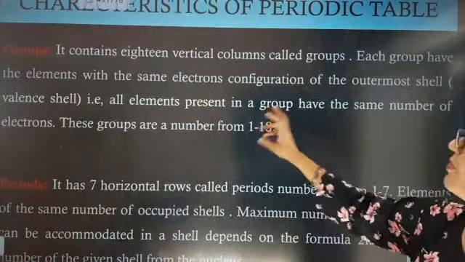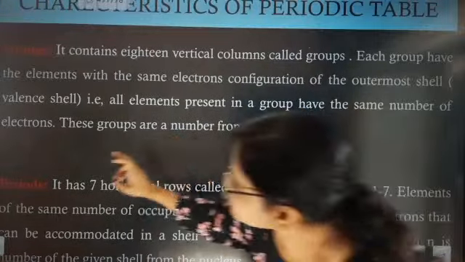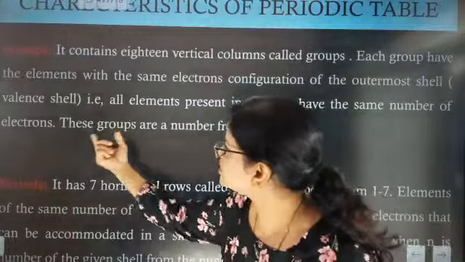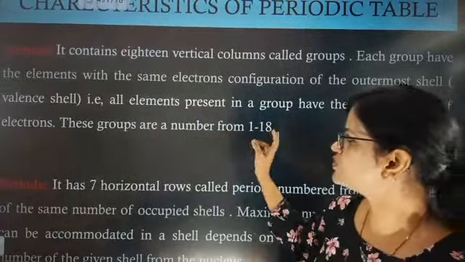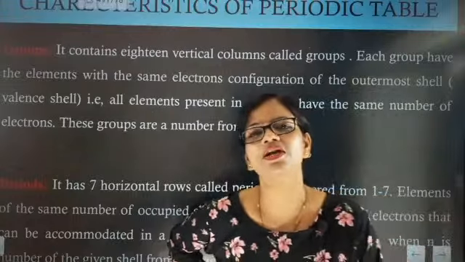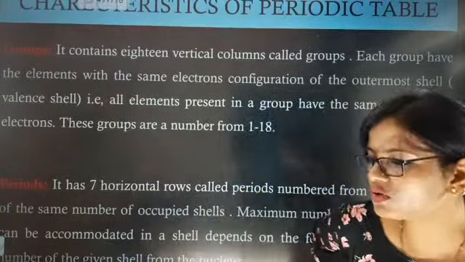Now all elements present in a group have the same number of electrons in the outermost shell. These groups will be starting from where to where, beta? These groups will be starting from 1 to 18.